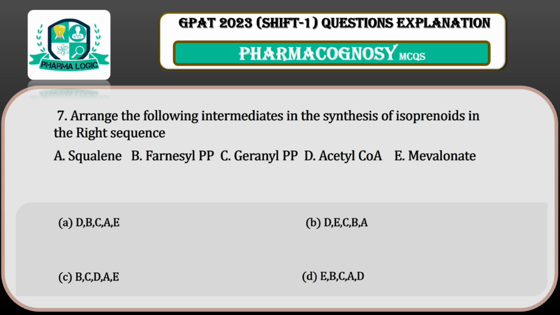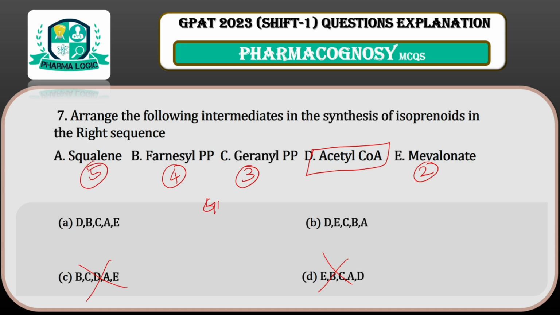Arrange the following intermediates in the synthesis of isoprenoids in the right sequence. Squalene, farnesyl PP, geranyl PP, acetyl-CoA, mevalonate. Just find out the starting material. This is the starting material, so we can eliminate these two options. Second one is mevalonate, third one is geranyl, fourth one is farnesyl, fifth one is squalene. So you can remember like GFS, good friend, like that.